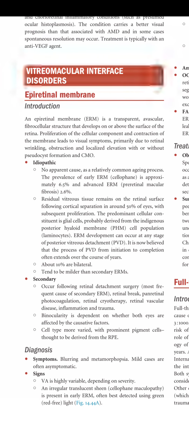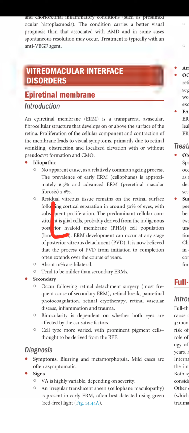So epiretinal membrane is basically the membrane which is overlying the retina, and that is why it is known as epiretinal membrane. Introduction. An epiretinal membrane is a transparent avascular fibrocellular structure that develops on or above the surface of the retina. Proliferation of the cellular component and contraction of the membrane leads to visual symptoms primarily due to retinal wrinkling, obstruction, and localized elevation with or without pseudocyst formation and CMO.